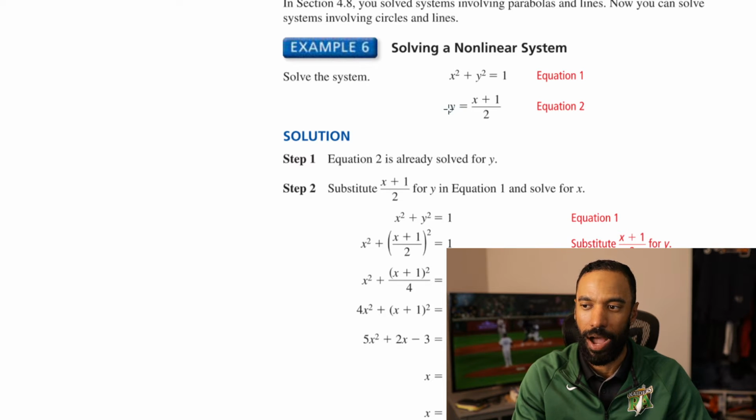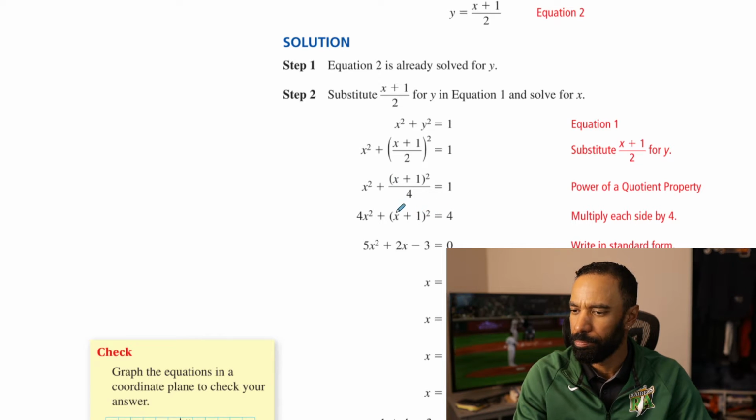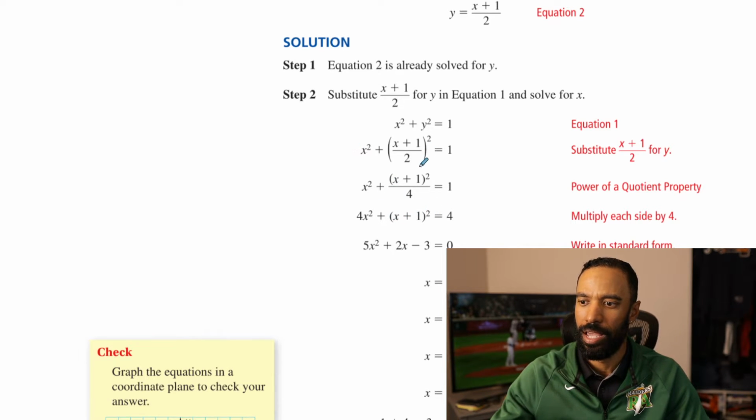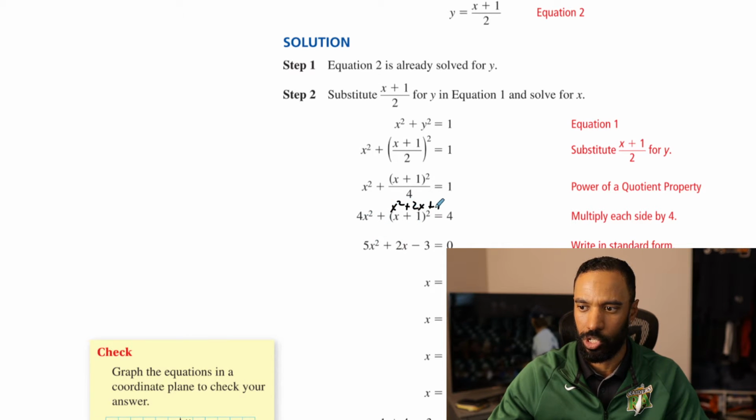It looks like it. If y is by itself here, they're going to substitute x plus 1/2 for y in the top equation, and you get this. You'd have to expand this out. Well, they multiplied everything by 4. You have to expand this out. This expands out to x squared plus 2x plus 1. 4x squared plus x squared is 5x squared. There's the 2x. And 1 minus 4 is negative 3.